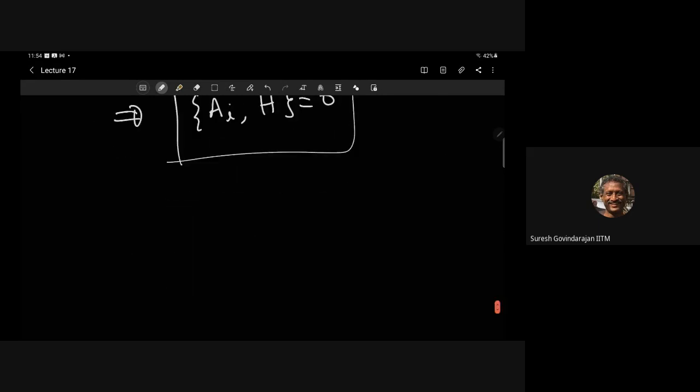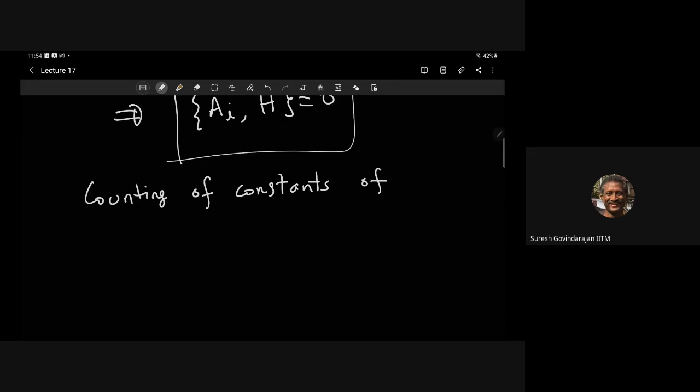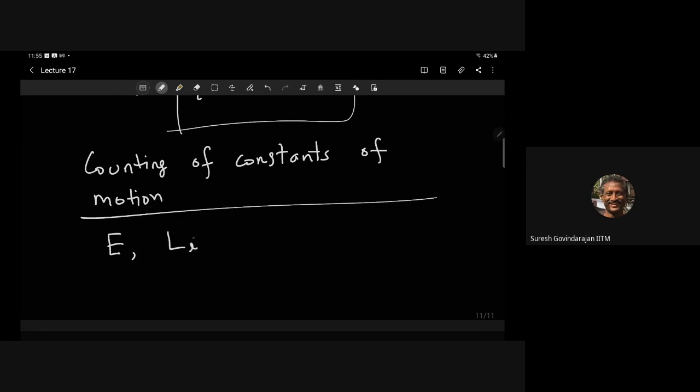Okay, so let's do some counting now, so that I can finish. Energy, angular momentum, and Runge-Lenz vector. So this is one variable, these are 3, plus 3, which is 7. What is the dimension of phase space? In the Kepler problem, what is the dimension? If we restricted only to the relative degrees of freedom, forgetting the center of mass, it is 6, right? So 7 is greater than 6.